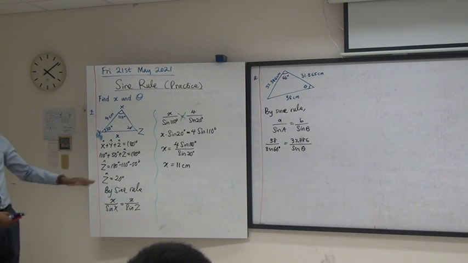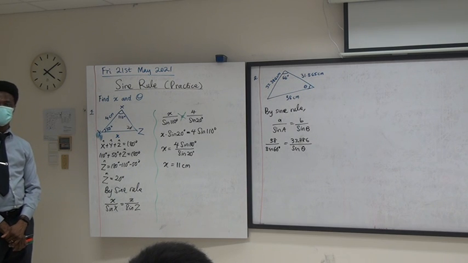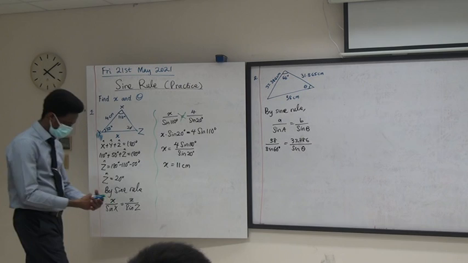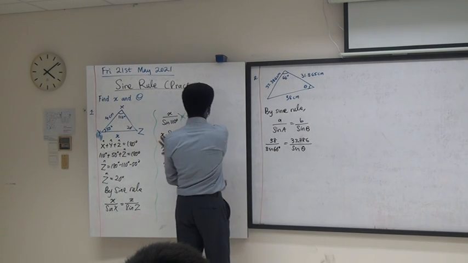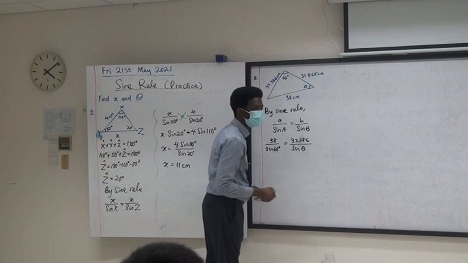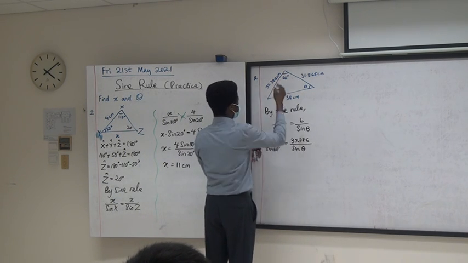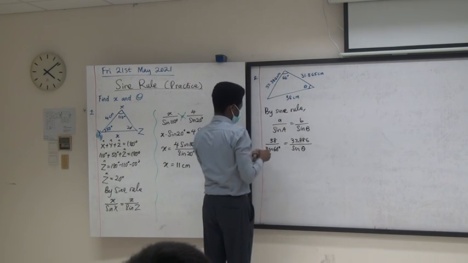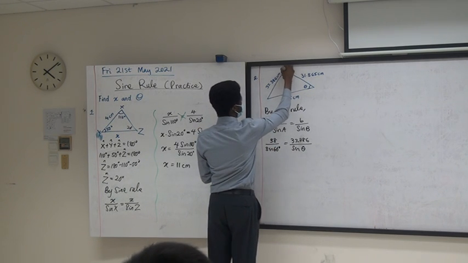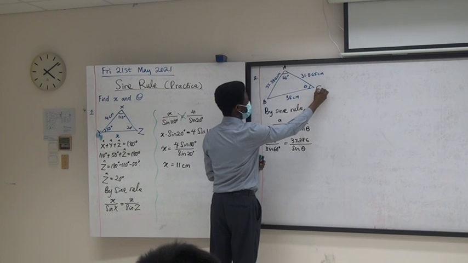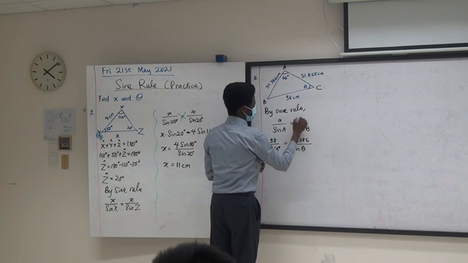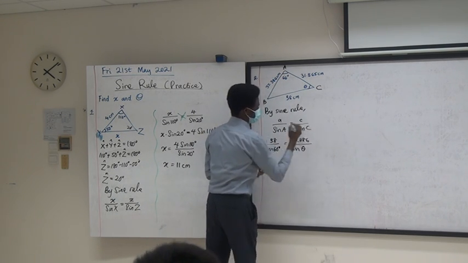Or do you prefer to label? Does that make it easier for you? Is label easier for you? Yes. Okay, in that case, let's go through the label. Because this is triangle XYZ, let's call this triangle ABC. So we will call this A, then this could be B, and this could be C. Then we have used C over sine C, like that.